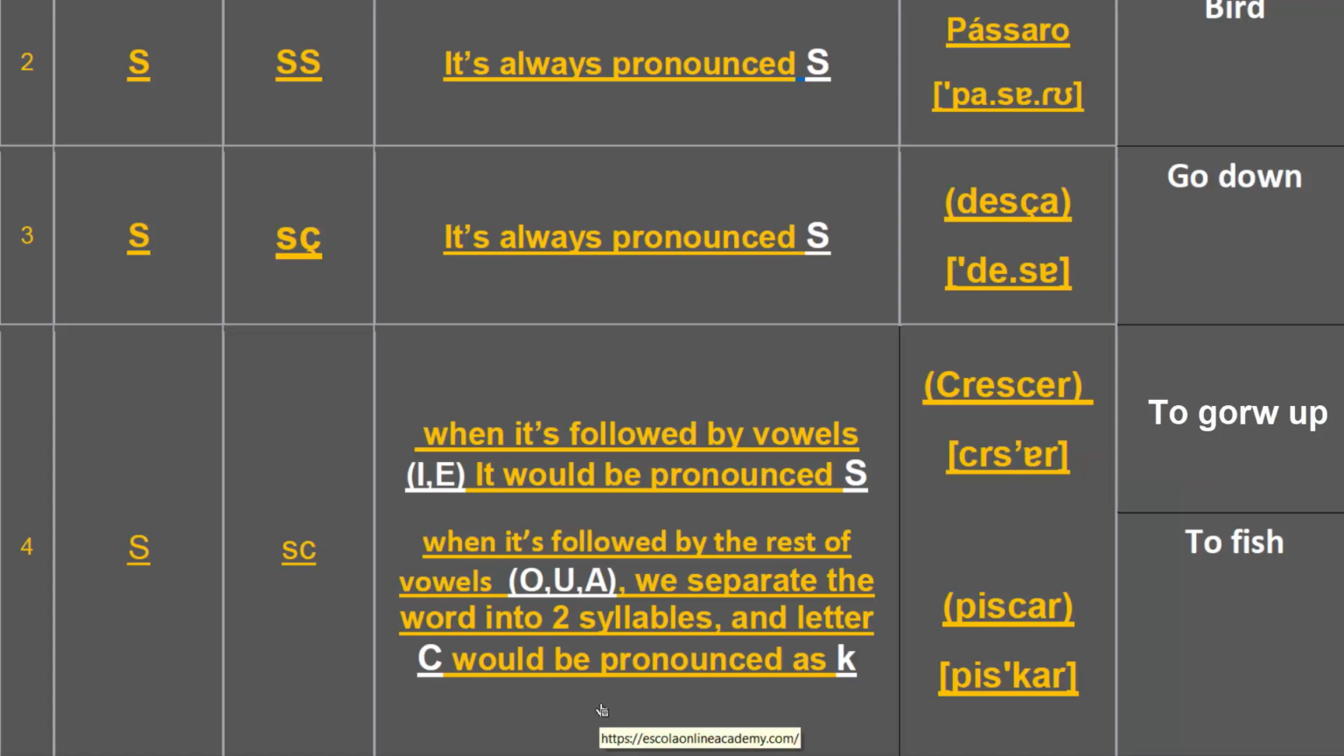Second case, when it's followed by the rest of the vowels, A, O, U, we separate the word into two syllables, and letter C will be pronounced as K in Portuguese. The example that we have here is the verb to blink, which means "piscar". As you see here, in the verb piscar we have two syllables, and letter C is pronounced as K.